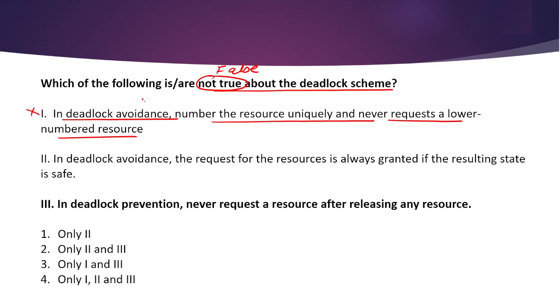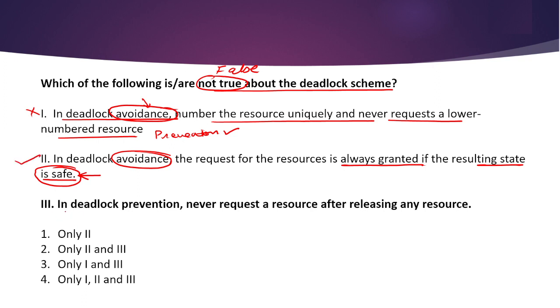Why? Because this is not the definition of deadlock avoidance. This is the definition of deadlock prevention. Okay. Second says in deadlock avoidance, the request for the resources is always granted if resulting state is safe. We have already discussed whenever there is any statement which says about safe or unsafe state, then directly go for deadlock avoidance. So this is the correct option.